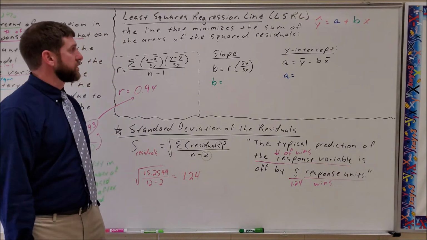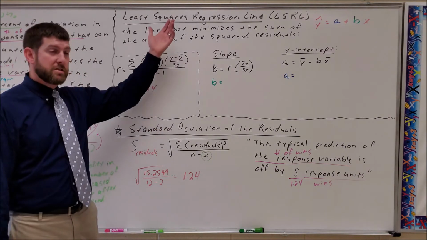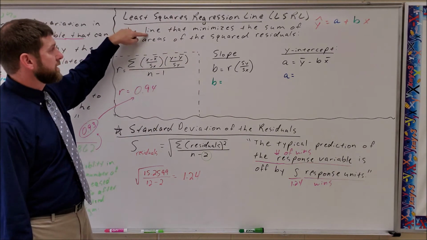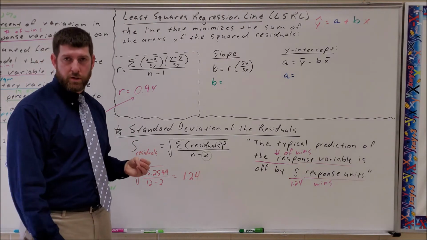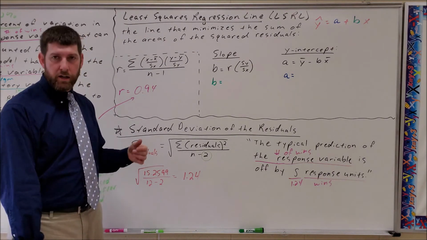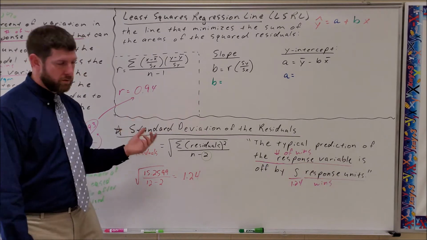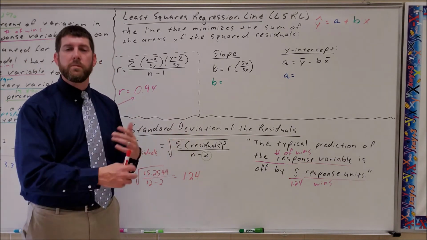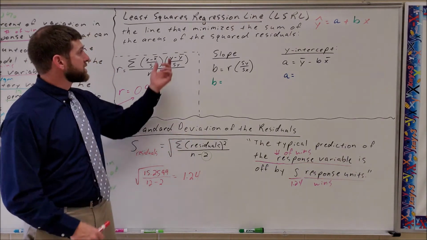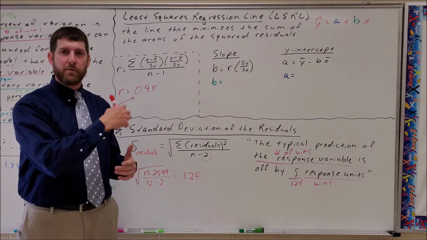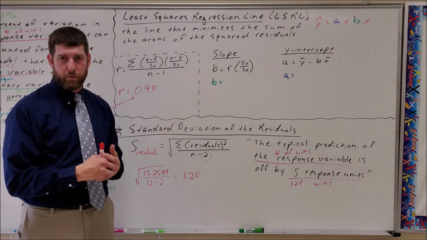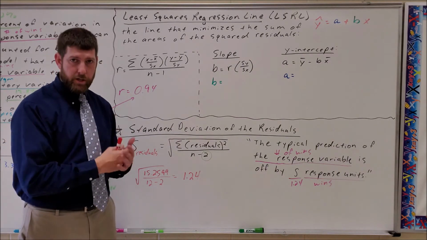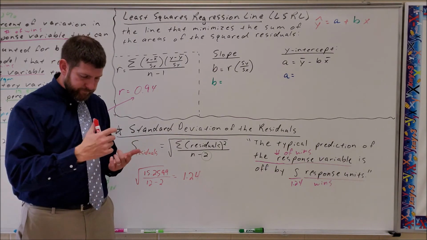So the definition of the least squares regression line is really just what it says. It's the line that minimizes the sum of the areas of the squared residuals. Well, what are squared residuals? That's just a measure of variability. So it's the line that minimizes how much variability there is between what we observed and what we predicted, what we expect to happen.